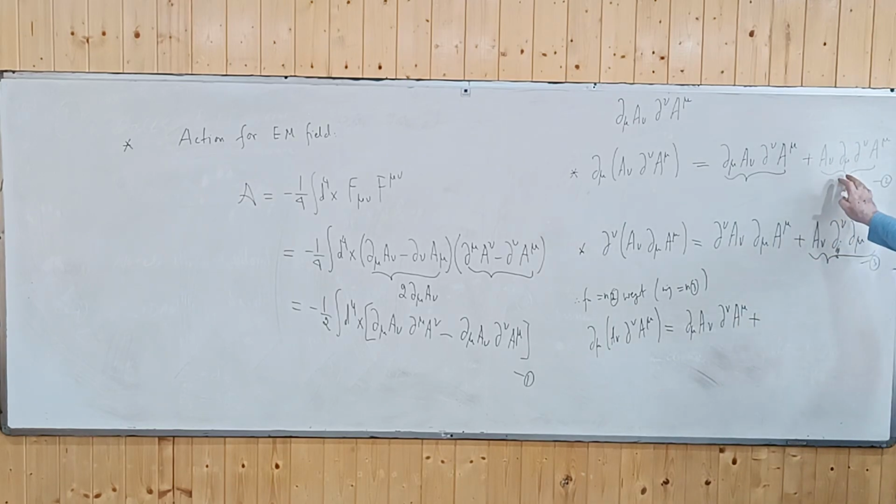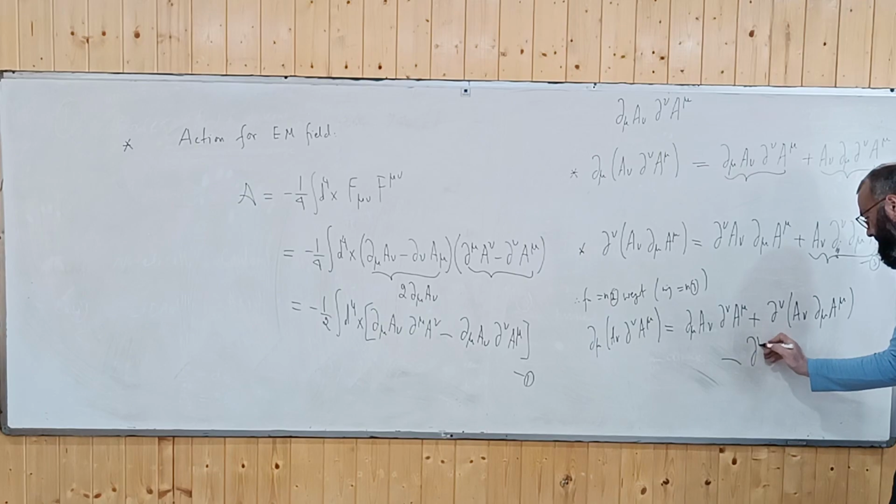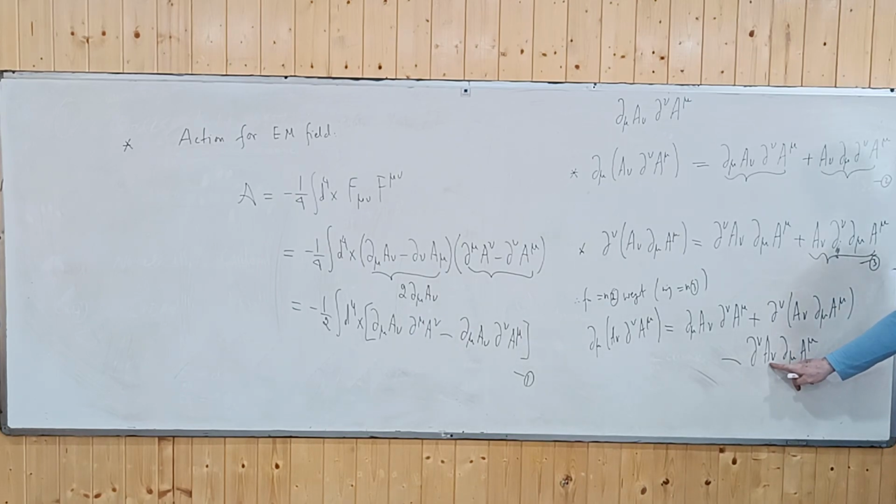So plus for this, what I will write? This term minus this term. So it's partial nu a nu, partial nu a mu, minus partial nu a nu, partial nu a mu. If you see what you have got, partial nu a mu and partial nu a mu, this is actually partial a square. Is it? So this is divergence of a, divergence of a. It means divergence of a square. Clear? Okay. So I need this very term.